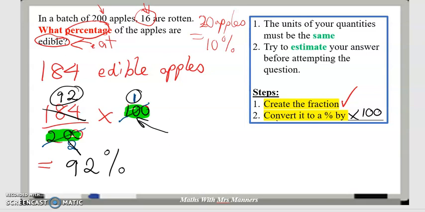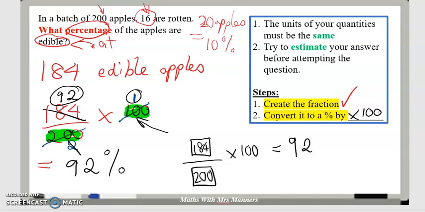If you are someone who struggles with fractions and multiplying, I would just put that into the calculator. I would type in, using the fraction bar, 184 on 200 multiplied by 100, and your calculator should give you the 92. You just need to remember that it's now a percentage, so you'll add your percentage sign.